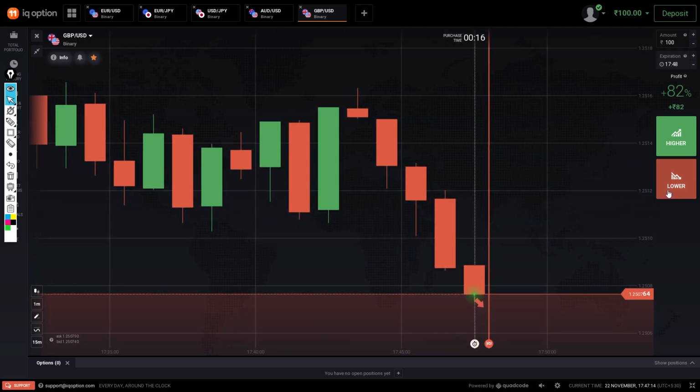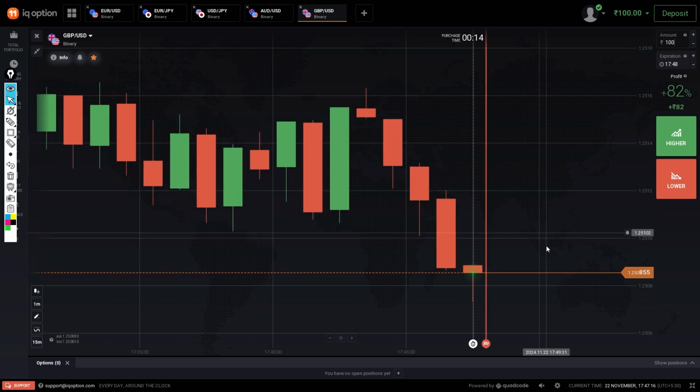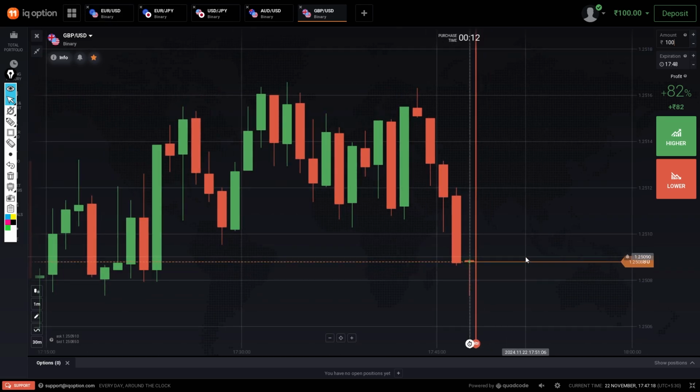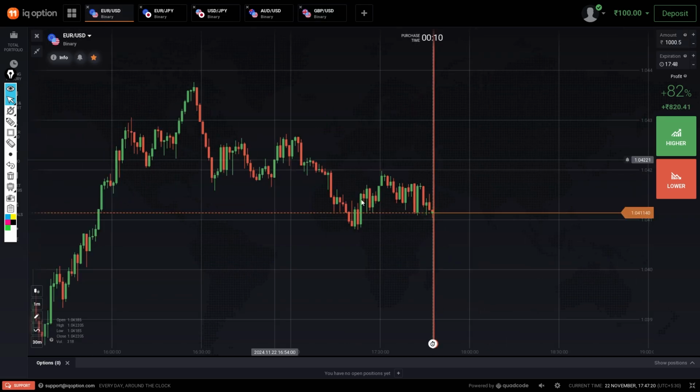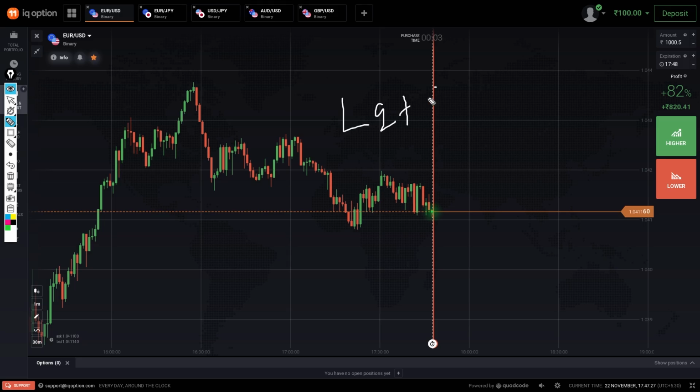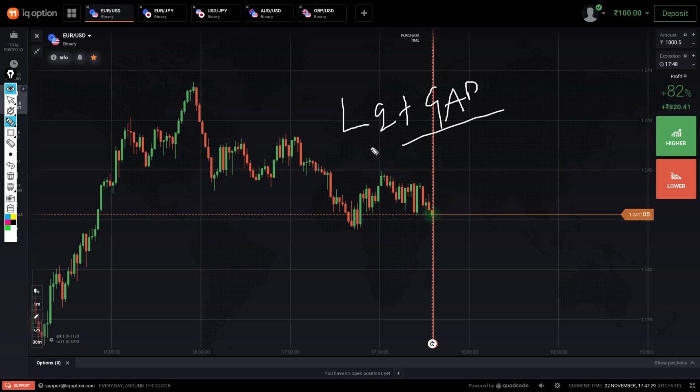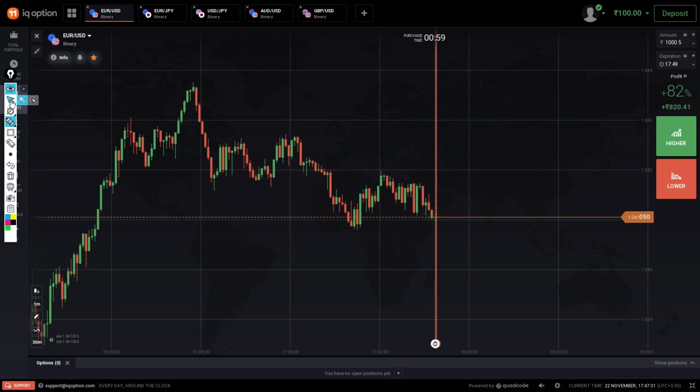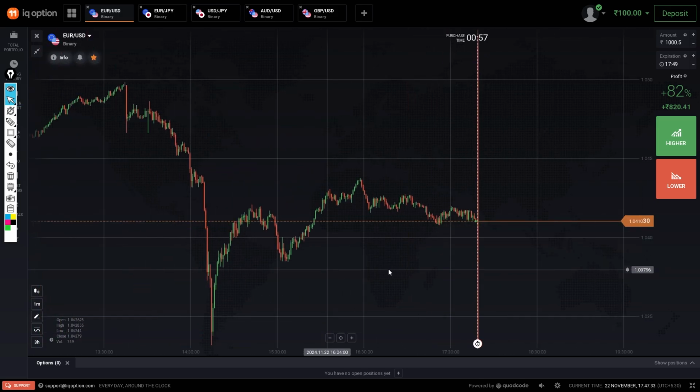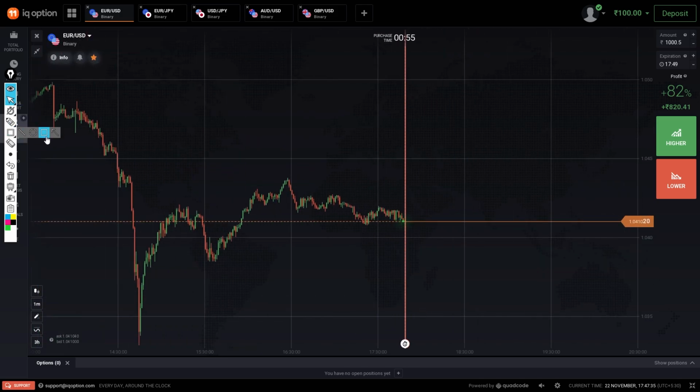Entry point is missed, no issues. Okay. So I have to wait for it. So we know I always trade with only 2 points, liquidity and gap. Without these 2 points, I'm not going to take any trades. So let's see. First, I want to take some trades, then I will explain the reason.